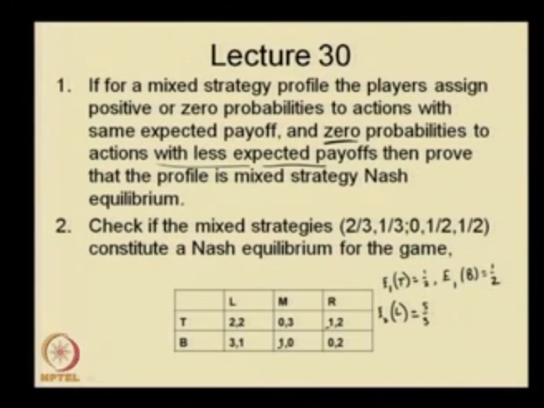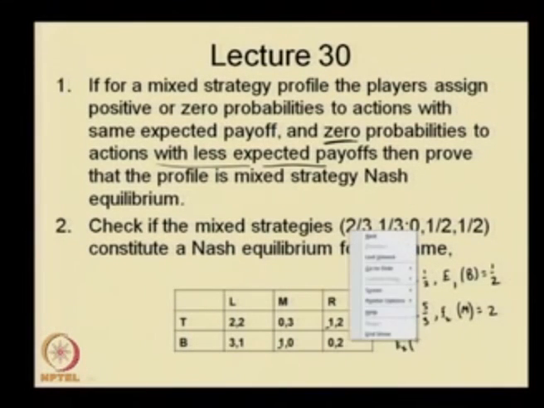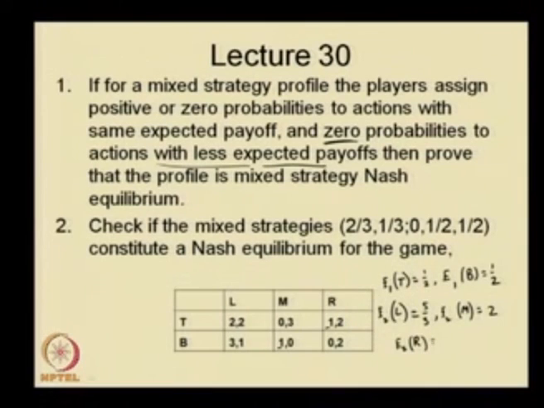Yes, and this is 2, and this is again 2. Now, obviously, we are satisfying that property that the expected payoffs are equal here, and the corresponding probabilities are positive. For player 2, the expected payoff from this and this are equal, and here it is a little less, which is all right. So, that is it.